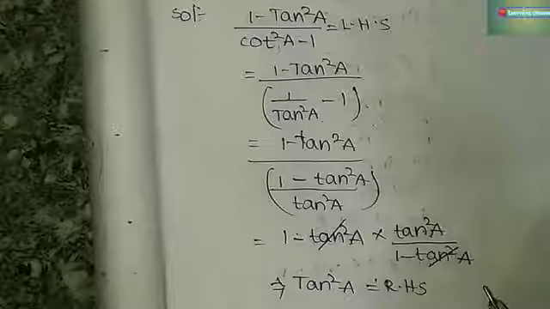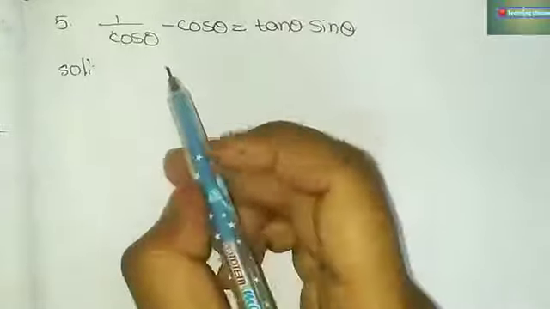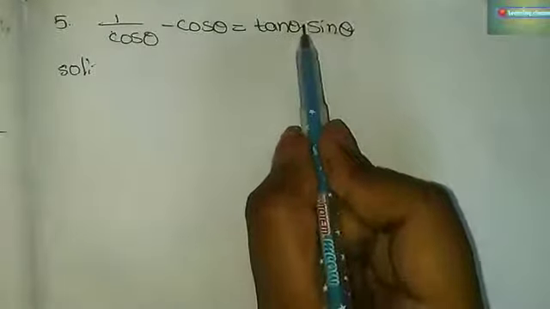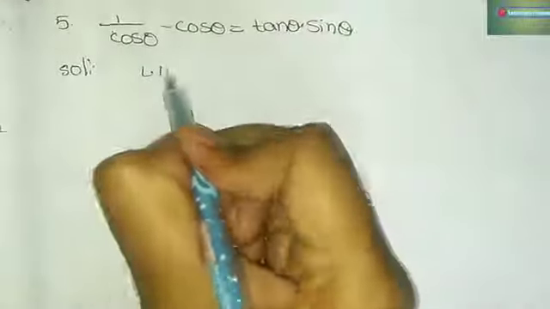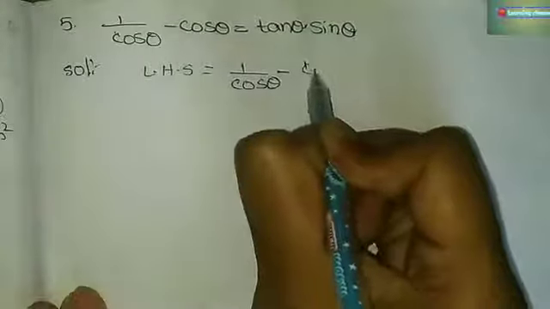Fifth problem, they asked us to show that 1 by cos theta minus cos theta is equal to tan theta into sin theta. Let us take the LHS part. 1 by cos theta minus cos theta. Taking the cos theta LCM, 1 minus cos square theta. From the first identity, cos square theta plus sin square theta, or sin square theta plus cos square theta, is equal to 1. From this, sin square theta is equal to 1 minus cos square theta.